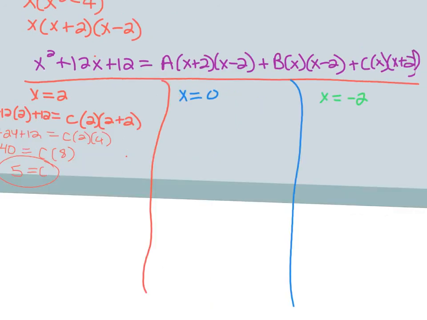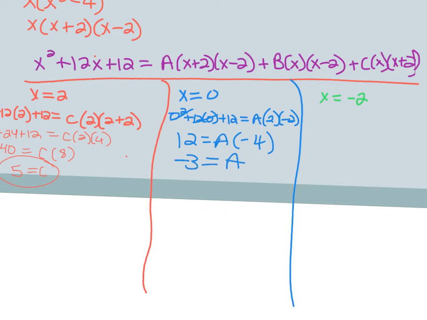So again, everywhere there's an x gets a 0. 0 squared plus 12 times 0 plus 12. If I plug a 0 in, which one will not cancel? The a. So I would keep the a, 0 plus 2, and 0 minus 2. And I get 12 equals a times negative 4, and a is negative 3.